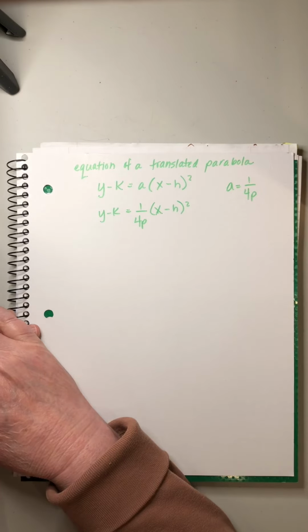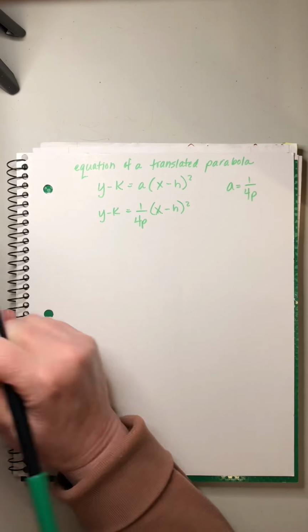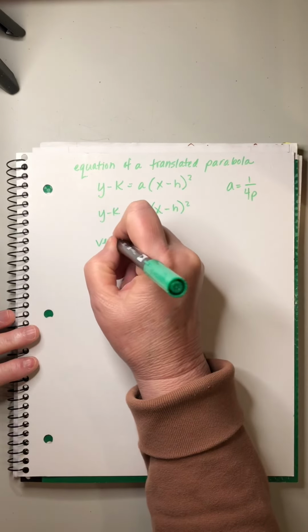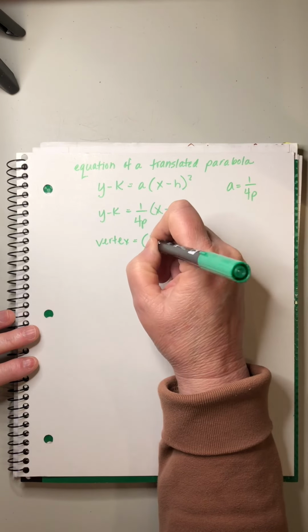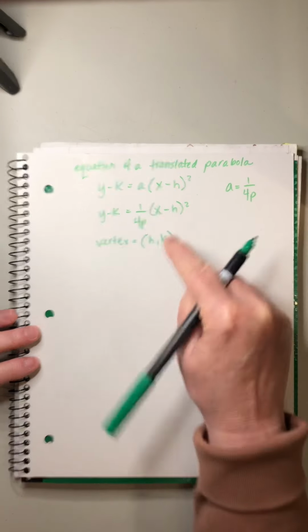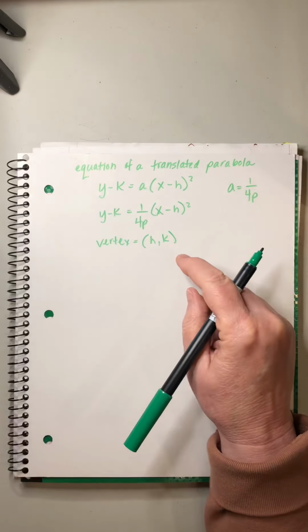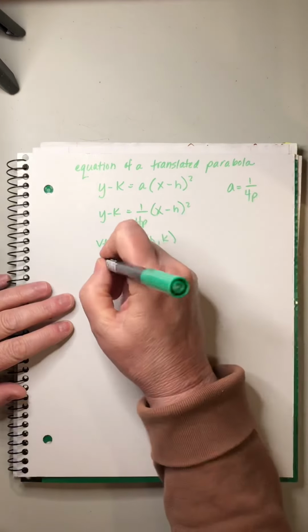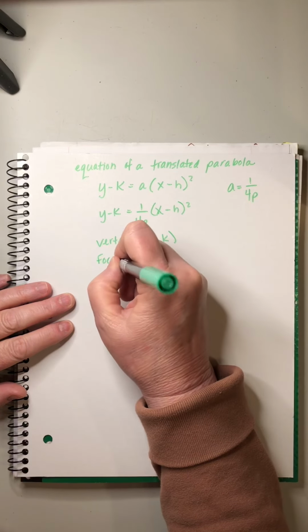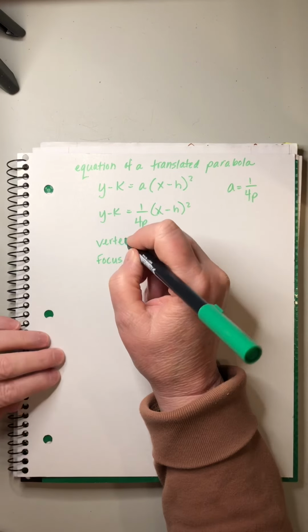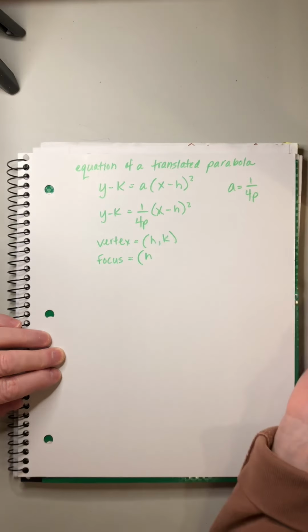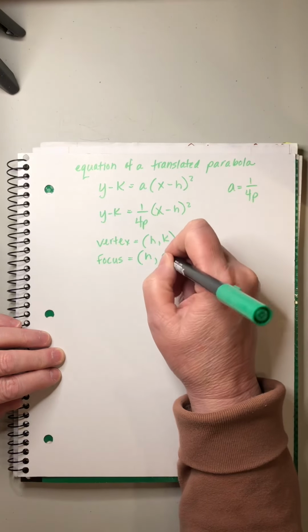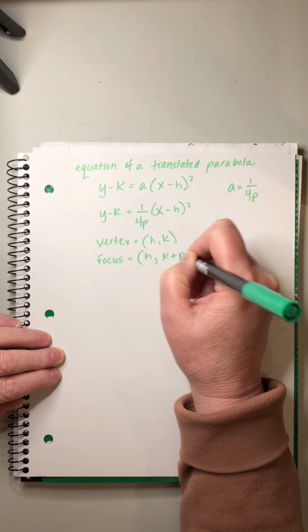That's fancy, right? In these cases, our vertex is at point (h, k). Those are the adjusting numbers for both of those. And the focus: remember, before our focus was just at this distance p. This time our focus is at the point (h, k plus p).